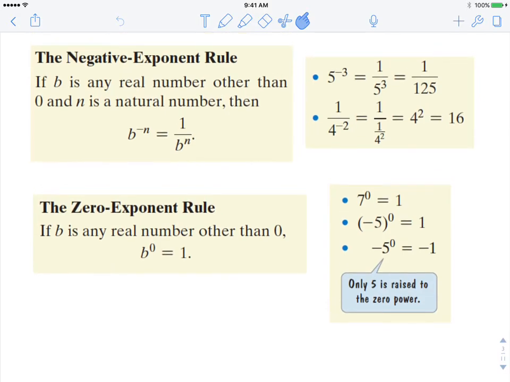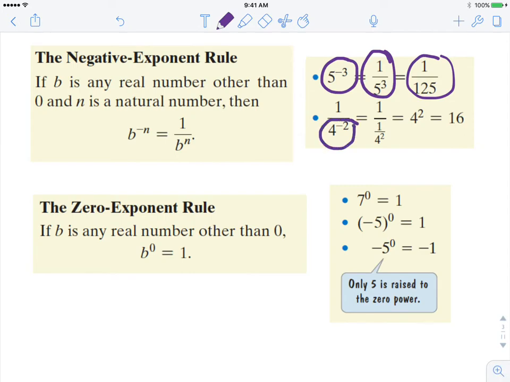So our first exponent rule is called the negative exponent rule. Let's say you have 5 to the negative 3 power. What you can do is change that to a fraction, so 1 over 5 cubed, and then simplify it. So it'll be 5 times 5 times 5 is 125. If you have an exponential in the denominator, like 4 to the negative 2, it flips up to the numerator and turns positive as 4 squared, and then 4 squared is 16.